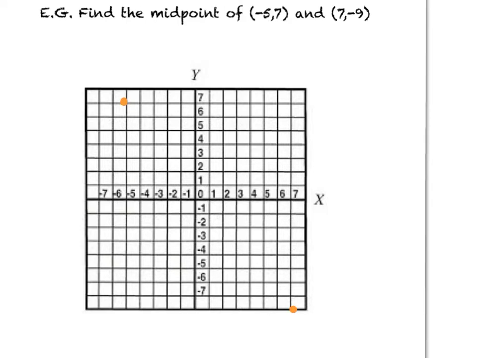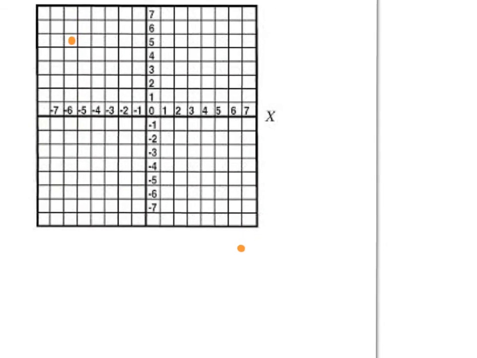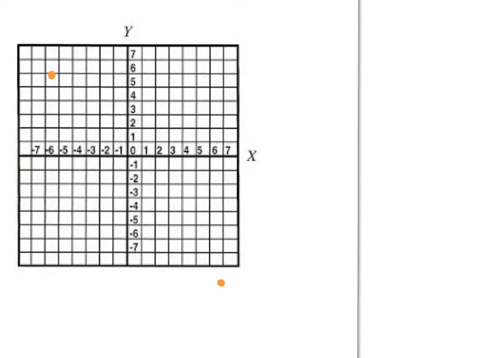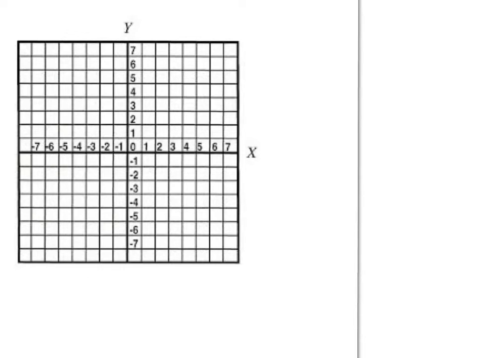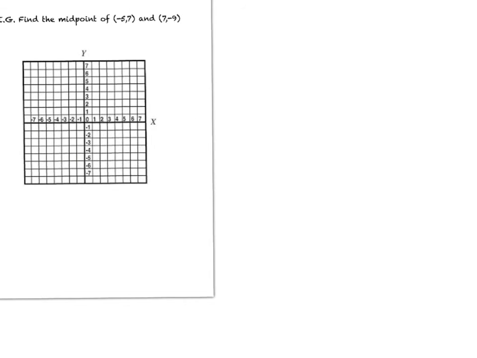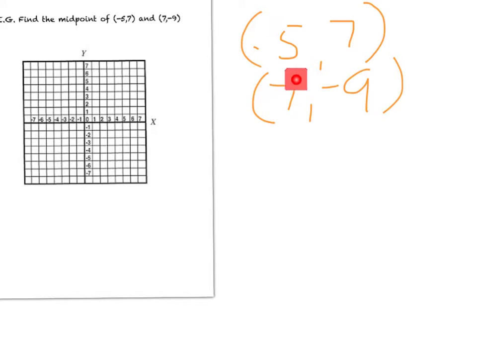Let's not draw a line between these 2 points. Let's instead use the coordinate points and try and work out some sort of a formula to work out these middle points. Let me resize this. Okay. Now, -5 and 7, 7 and -9. Remembering that our x1 value is here, our x2 value is here, y1, y2.